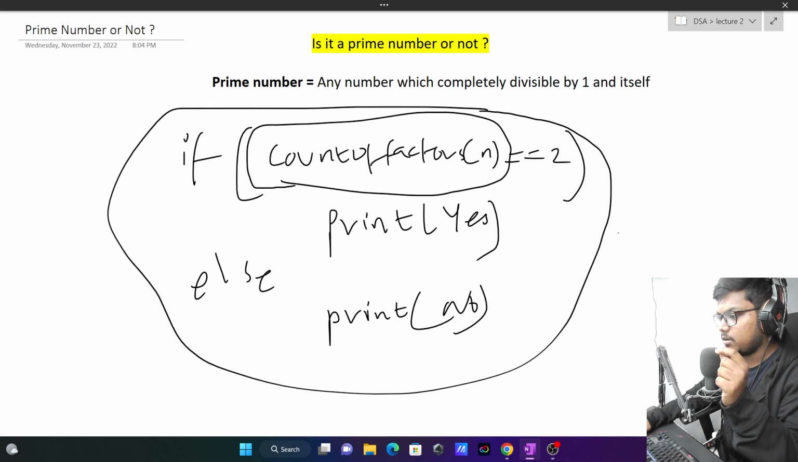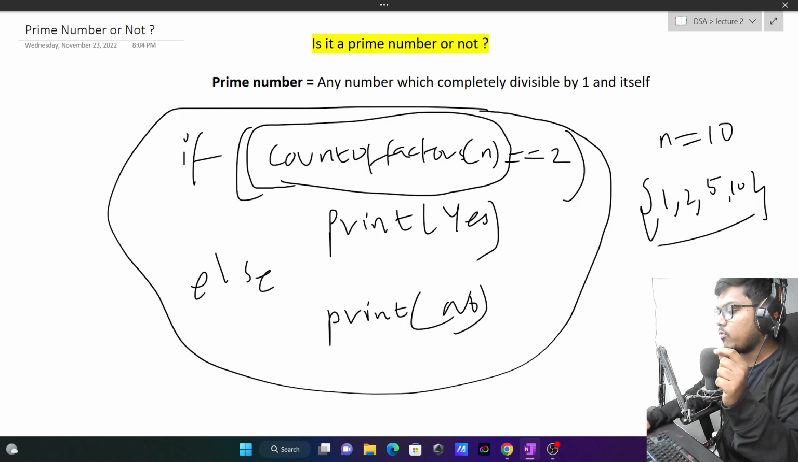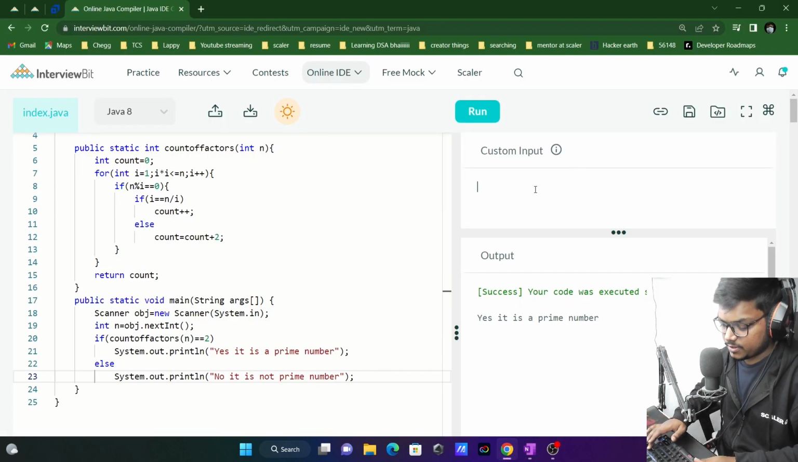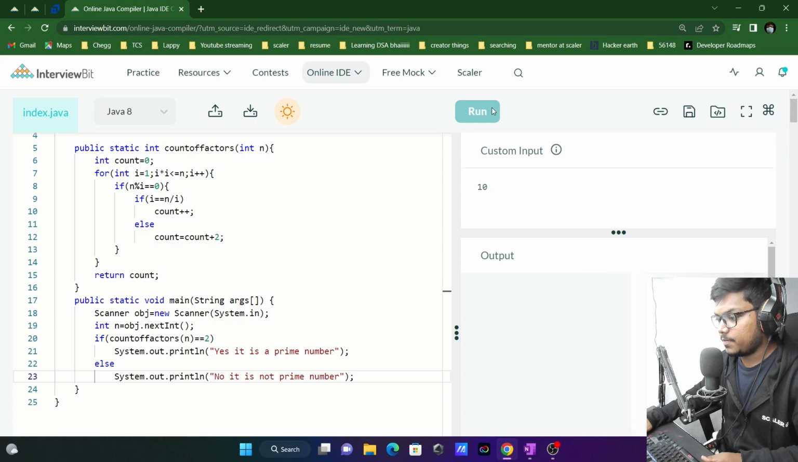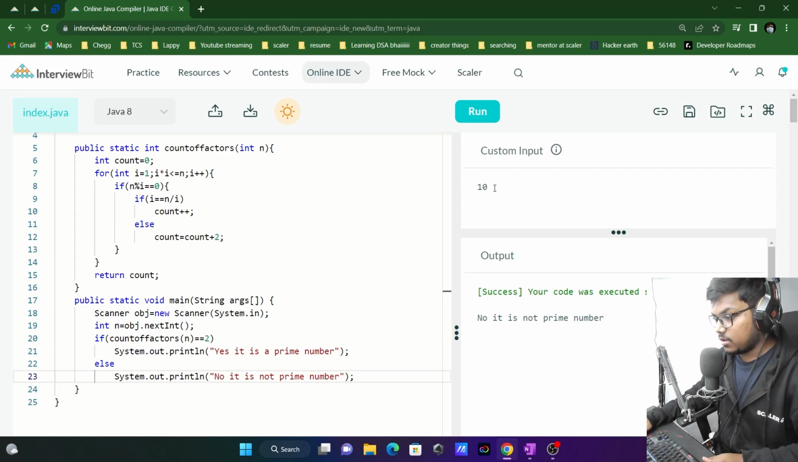For example, n is equal to 10. How many factors are there for 10? 1 is a factor, 2 is a factor, 5 is a factor, and 10 is a factor. So there are 4 factors, but we said for a prime number the count should be only 2. Let's check 10. Is 10 a prime number? No, it is not a prime number, because it has 4 factors. Now let's check 17. Is it a prime number? Yes, it is a prime number.